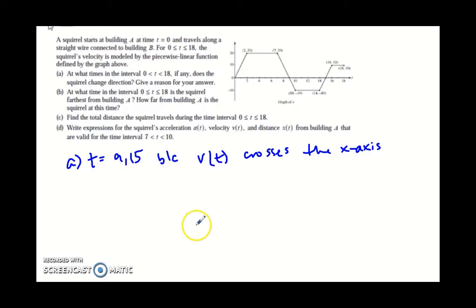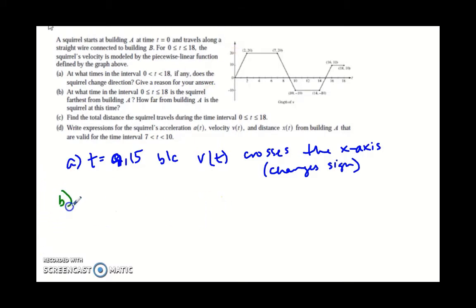You can't just leave it as touches the x-axis. It can't just be a 0 of the velocity function. You need to indicate that velocity changes sign, and you don't have to specifically say from negative to positive or positive to negative, just that velocity changes sign.